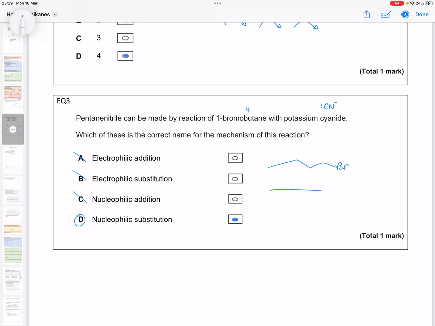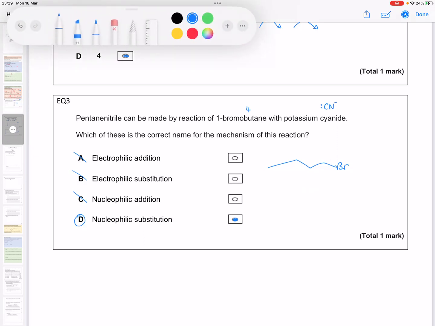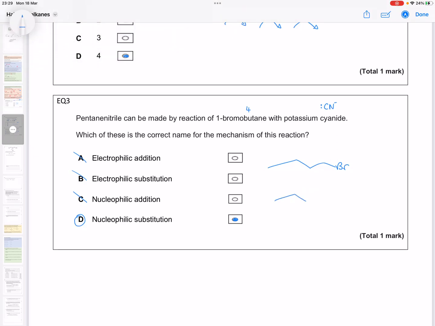ooh, we'll do a zigzag, it's turned it into a straight line. It doesn't like carbon backbones. 1, 2, 3, 4, and 5 is pentane nitrile. 1, 2, 3, 4 is bromobutane.